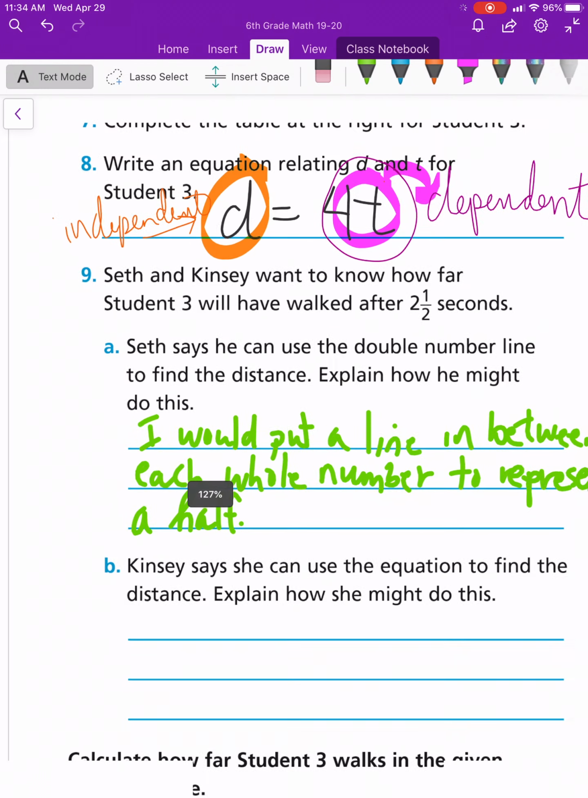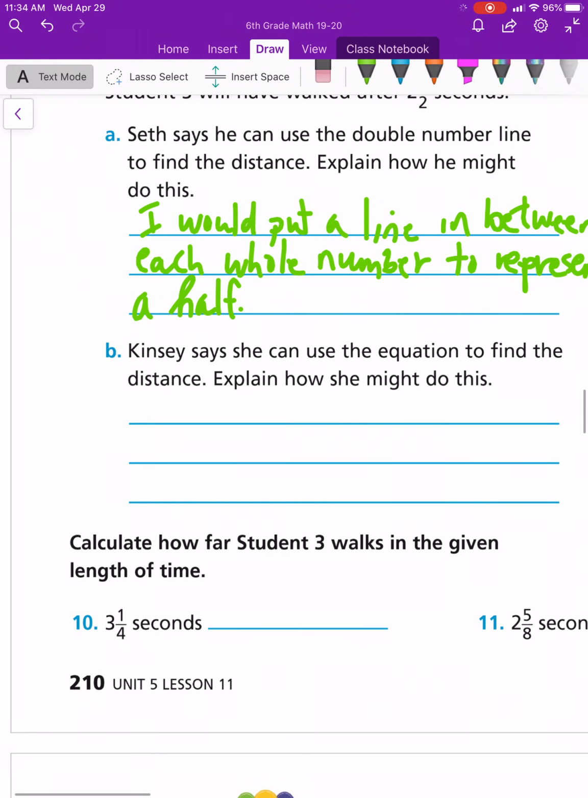Okay. So Kinsey says she can use the equation to find the distance. Explain how she might do that. So I actually would just write, I would just put plug and chug. We're just going to plug this in and we're going to chug along. We're just going to solve it.